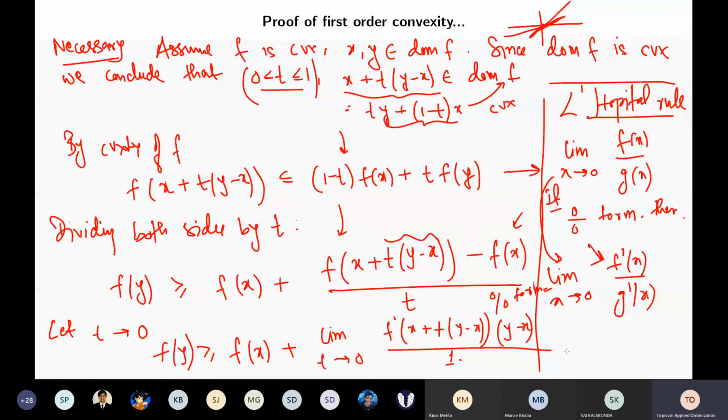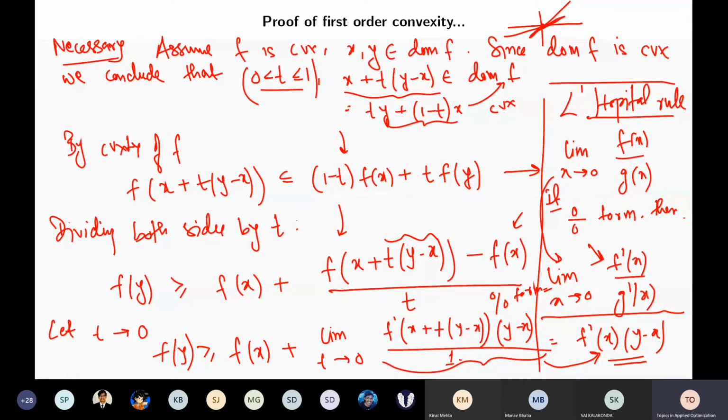Okay, so the limit can be calculated with this, and now I can put t equals 0 here. If I put t equals 0 here, then this will be f prime of x times (y minus x). Just this term will look like this. So you already saw, right? This is already the proof. We had to prove f(y) is greater than or equal to f(x) plus f prime of x times (y minus x). So this is the one way proof: if f is convex, then it satisfies the first order criteria.